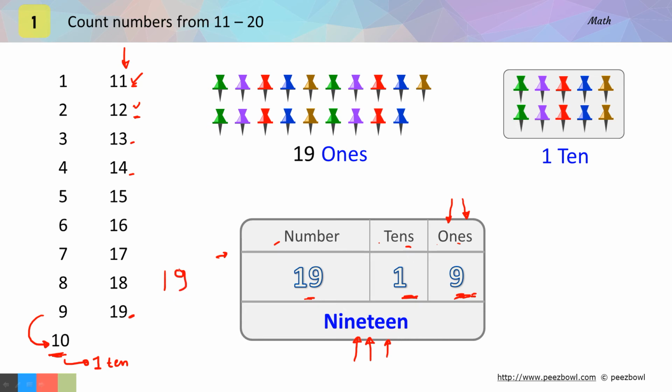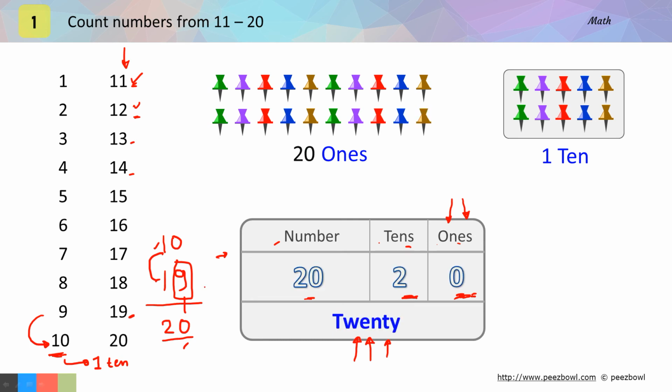So after 19, this 9 will become 10. So we are increasing the tens value by 1. So this 9 will become 0, and at the tens place we already have 1, and now we have one more 1, that is 1 and 1, 2. So after 19, 20 will come. Here we go, we can see after 19 there is 20, and see how 20 is written in English. Again, now we have total 20 pins.